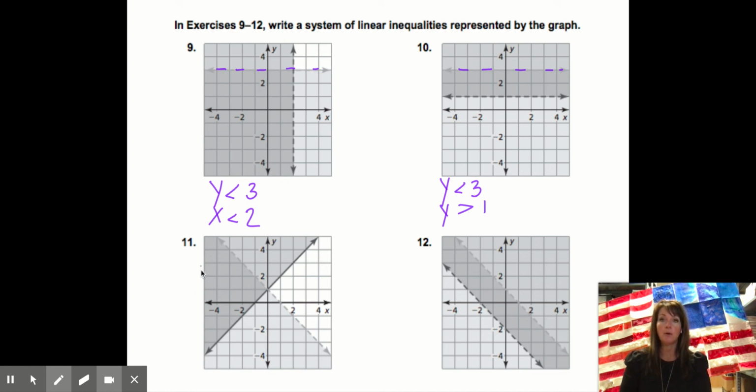So pause the video, and I want you to give me the system of linear equations for number 11. I'll go ahead and do number 12.